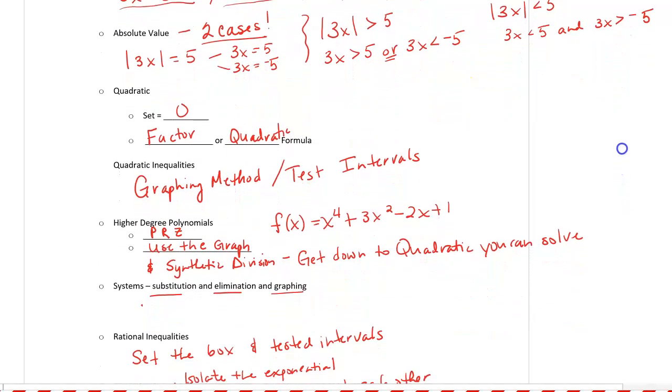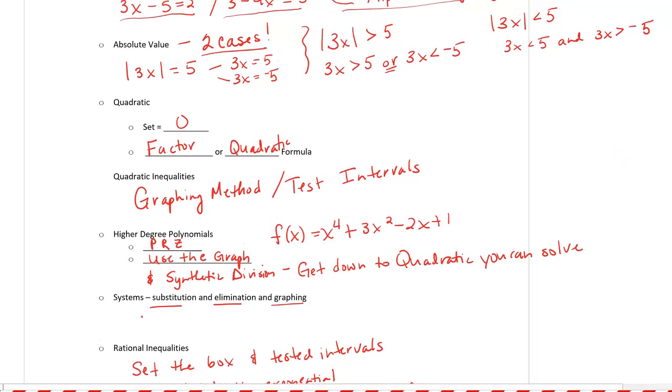We also came across absolute value equations and inequalities. The thing I want you to remember about those is most of those have two cases, right? So if you have something like the absolute value of 3x is equal to 5, you split that up into two cases, because 3x can either equal 5 or negative 5 to give you the solution.